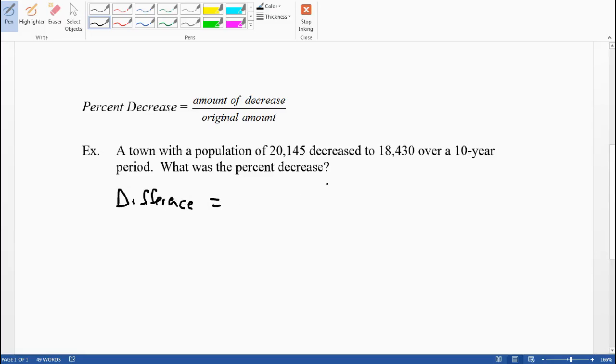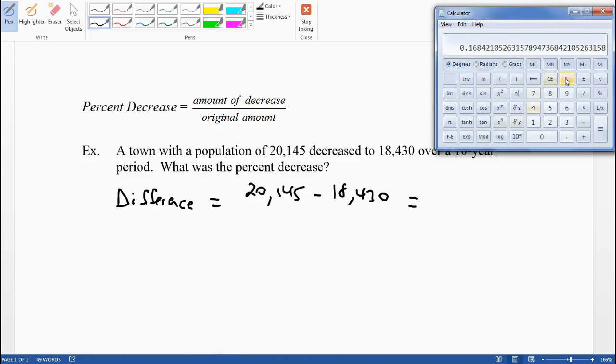If you use the new minus old, you may get a negative value, and if you do, just ignore the negative, leave it off. But on the difference, I'm just going to take 20,145 minus 18,430. I always want a positive value on these. 20,145 minus 18,430. That's 1715.